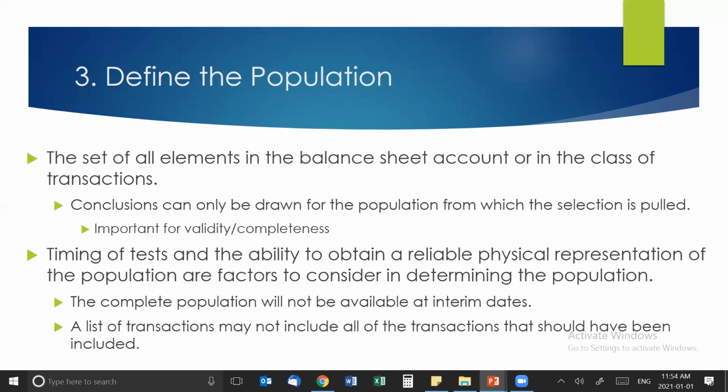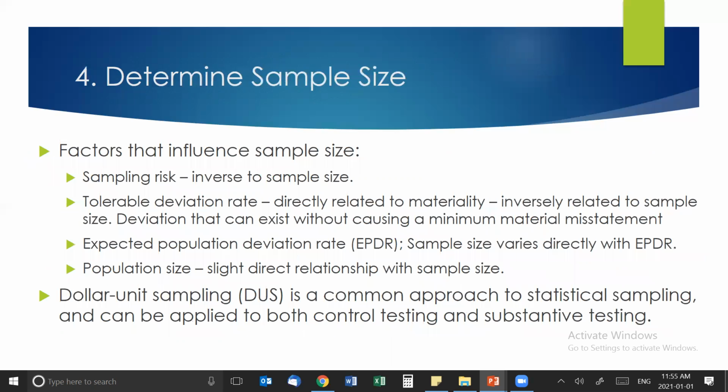Number 3, define the population. So figure out what population you are going to select the sample from. Figure out the timing of the tests, what dates you're going to use, and the list of transactions that you're going to use. Just figure out the total population that you're going to obtain the sample from.